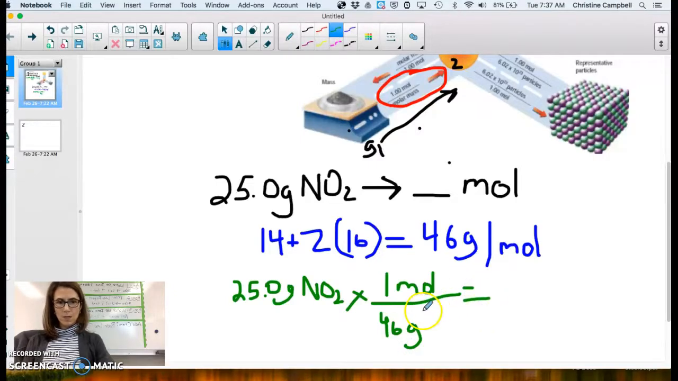So this time, since our number is in the denominator, we're going to divide. So we have to do 25 divided by 46, and that gives us 0.543. And I'm going with 3 sig figs because we started with 3 sig figs in the number that we were given. So our answer is 0.543 moles.